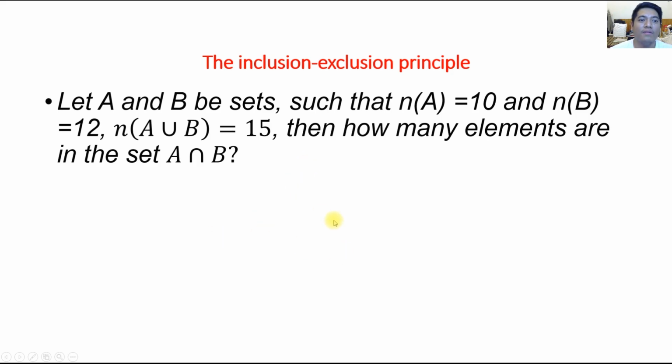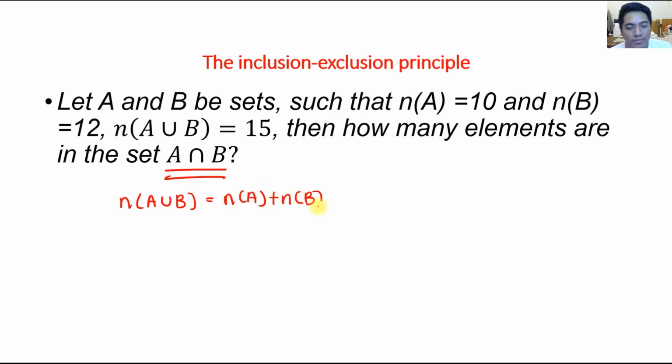So let's say that we have sets A and B such that N of A is 10, N of B is 12, and the N of the union of A and B is 15. Then how many elements are there in the intersection? Pretty much basic, the formula would be: N of A union B equals the number of objects in A plus the number of objects in B minus the number of objects of the intersection of A and B.